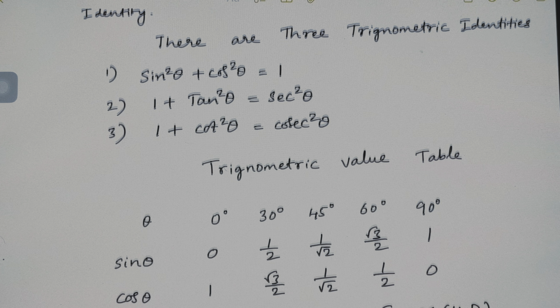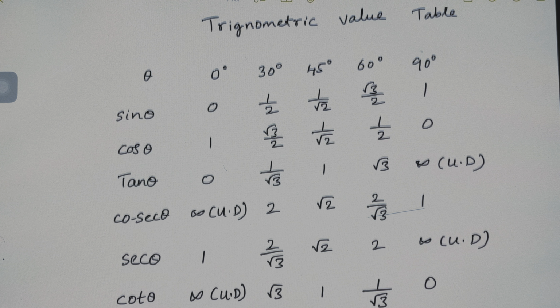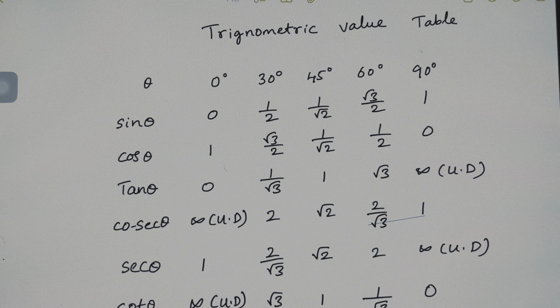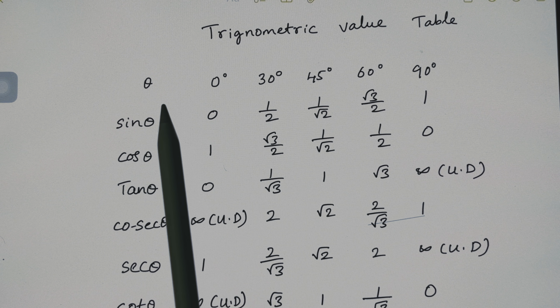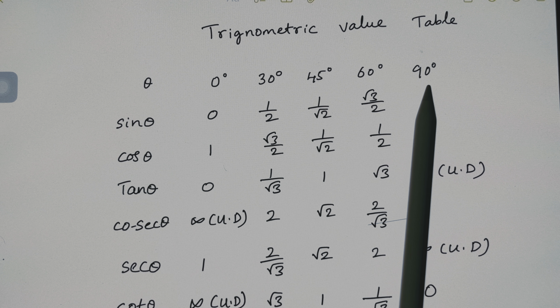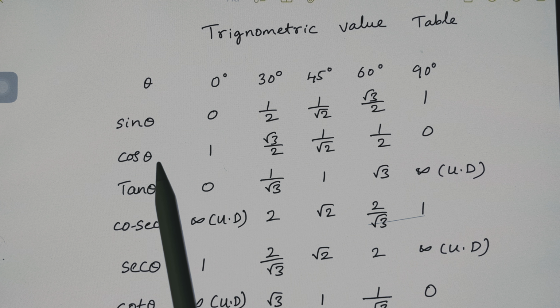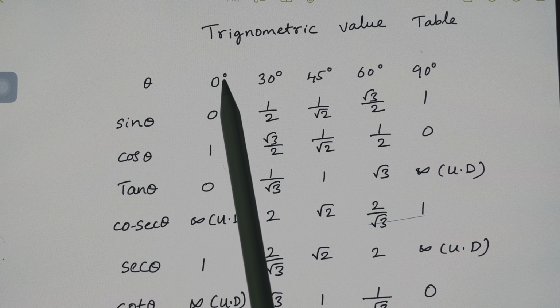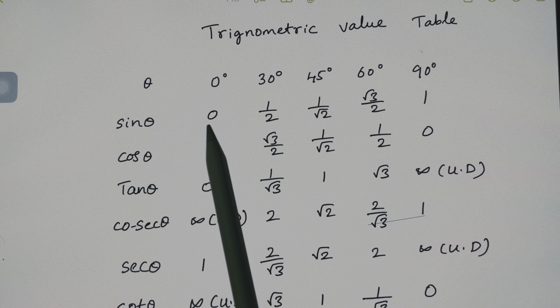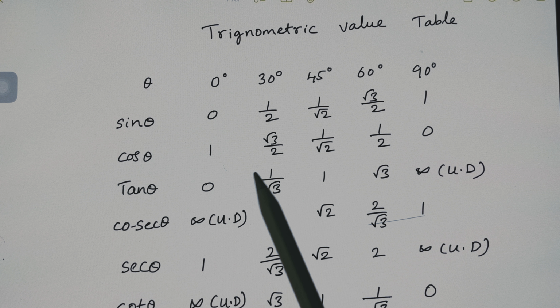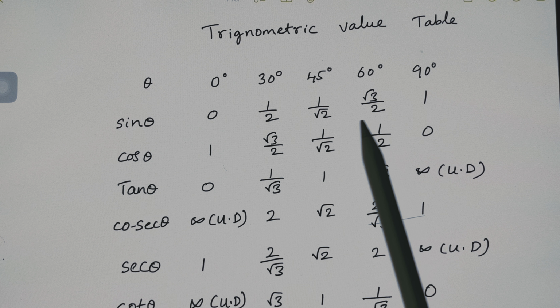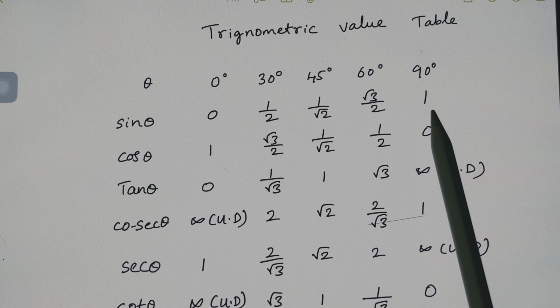Moving on, we are having the trigonometric value table. It is very much important to get the trigonometric values for the angles from 0 to 90 degrees. So first trigonometric ratio, sin theta. Sin 0 is 0, sin 30 is 1 by 2, sin 45 is 1 by root 2, sin 60 is root 3 by 2, sin 90 is 1.